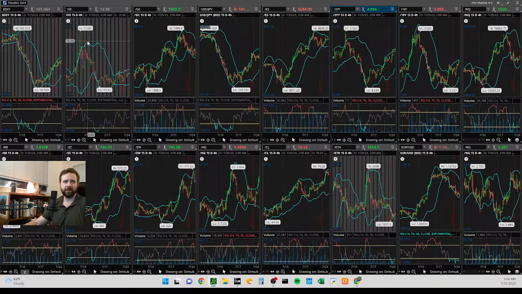VIX kind of in the middle of its range. It's below 14, so you know you can get big with your portfolio. You can commit a lot of capital in that VIX environment. Gold almost to the bottom of its range, almost there. I probably wouldn't be indiscriminately buying today.